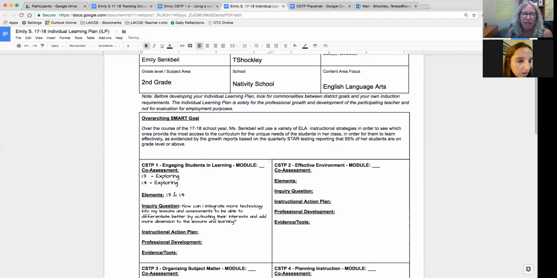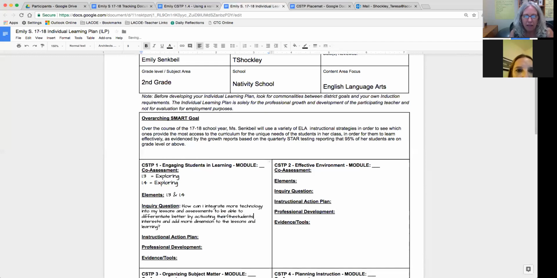Okay, how does this sound? How can I integrate more technology into my lessons and assessments to be able to differentiate better by activating, in parentheses, the students' interest and add more dimension to the lessons and learning? Does that make sense? Yes, it does.